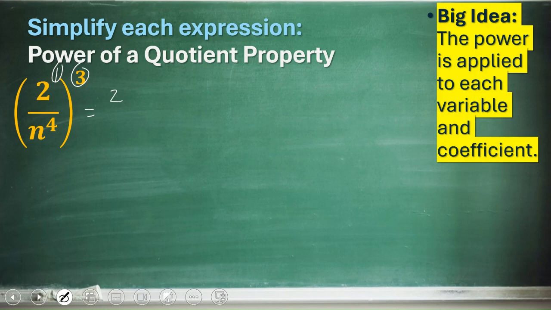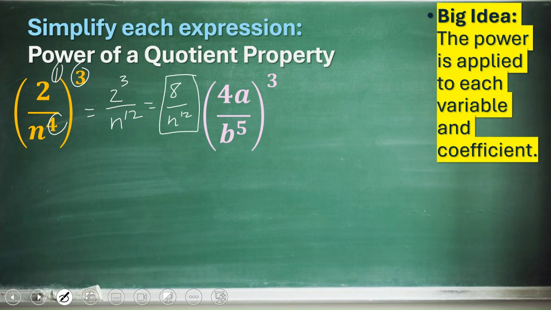So this becomes 2 to the power of 1 times 3, which is 3. In the denominator, we do the same thing. 4 times 3 is 12, so this is our simplified expression. That being said, I would want to see as a math teacher 2 to the 3rd expanded out because it's such a small number. That's 2 times 2 times 2, or 8, over n to the 12th. And that is our simplified expression.